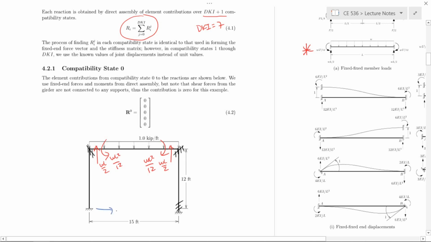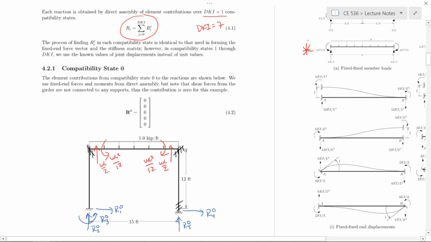So this would be R1,0, this would be R2,0, and R3,0. The superscript is the compatibility state, and the subscript is the reaction number. And then this would be R4,0, and R5,0. Then we match up the contributions of the fixed end forces and moments occurring at, and in the direction of, each unknown reaction.